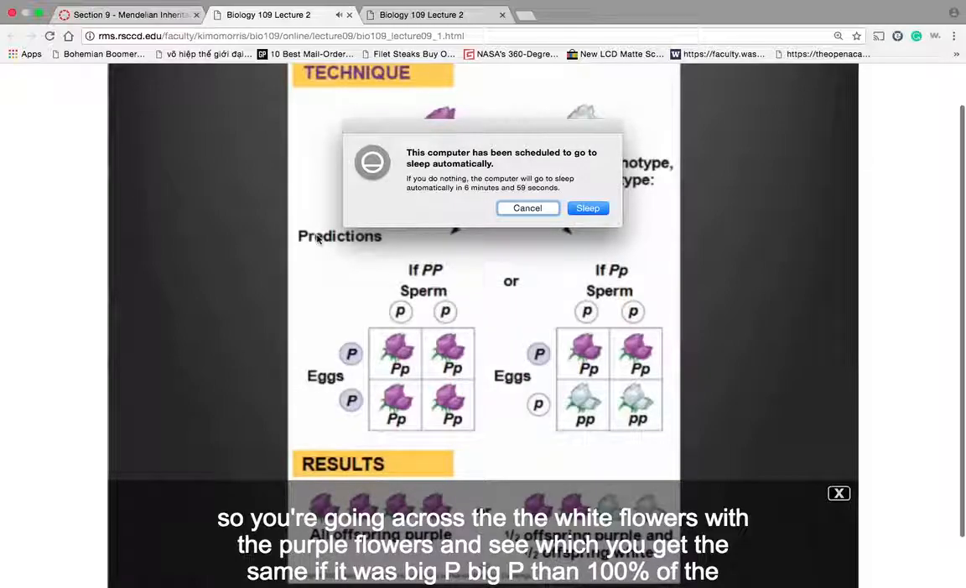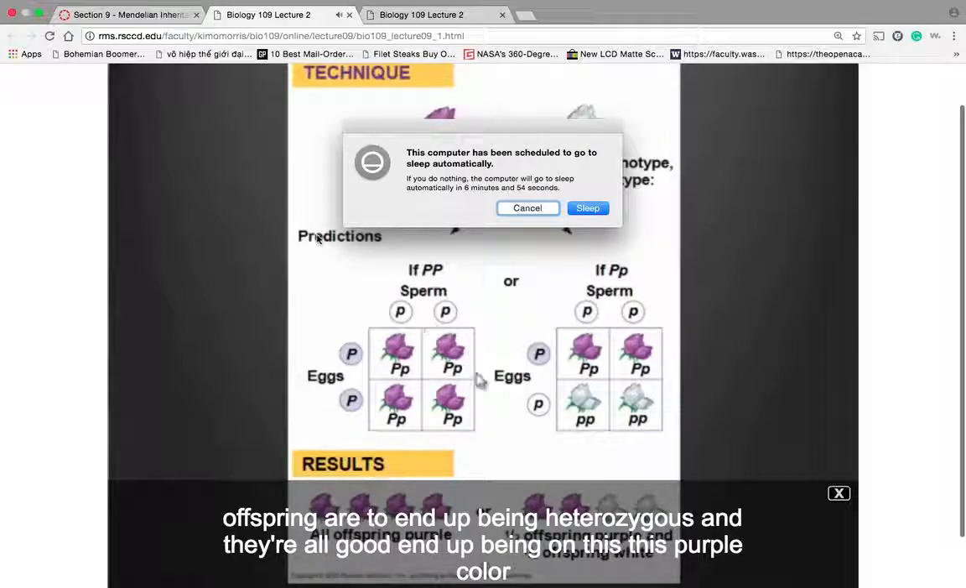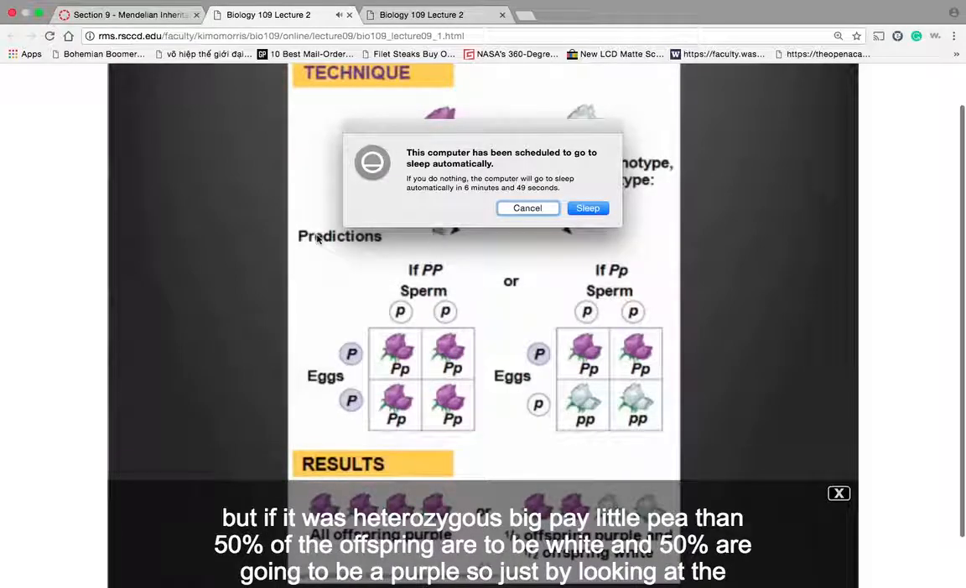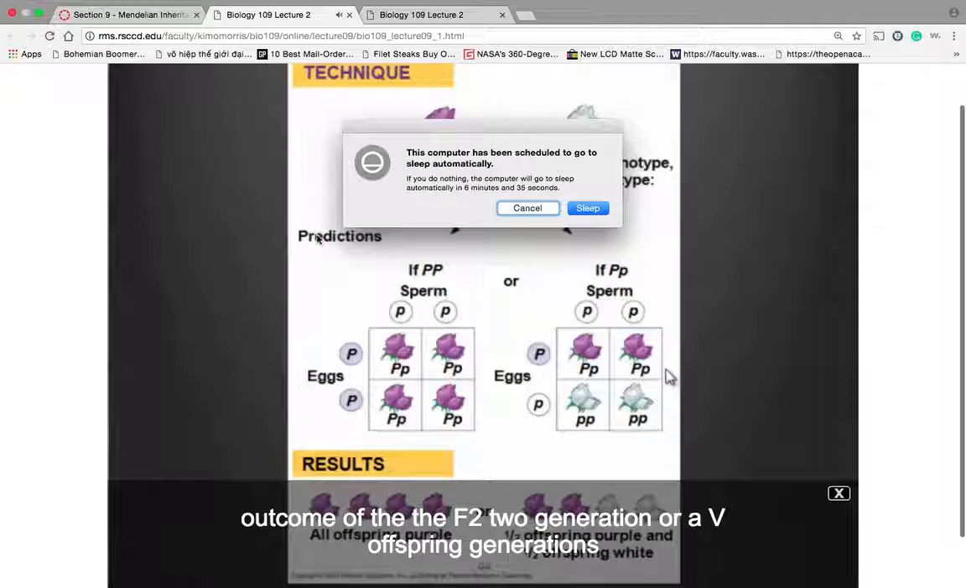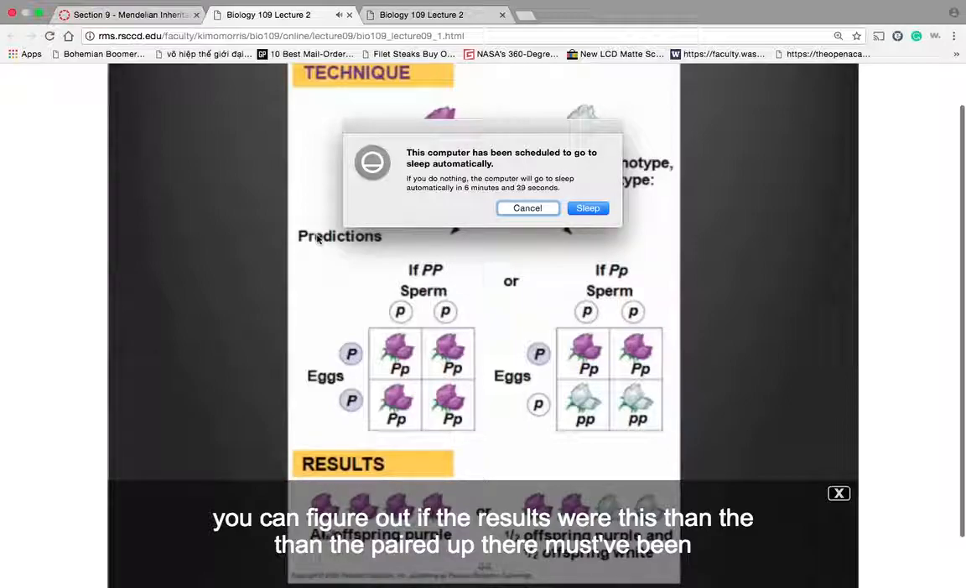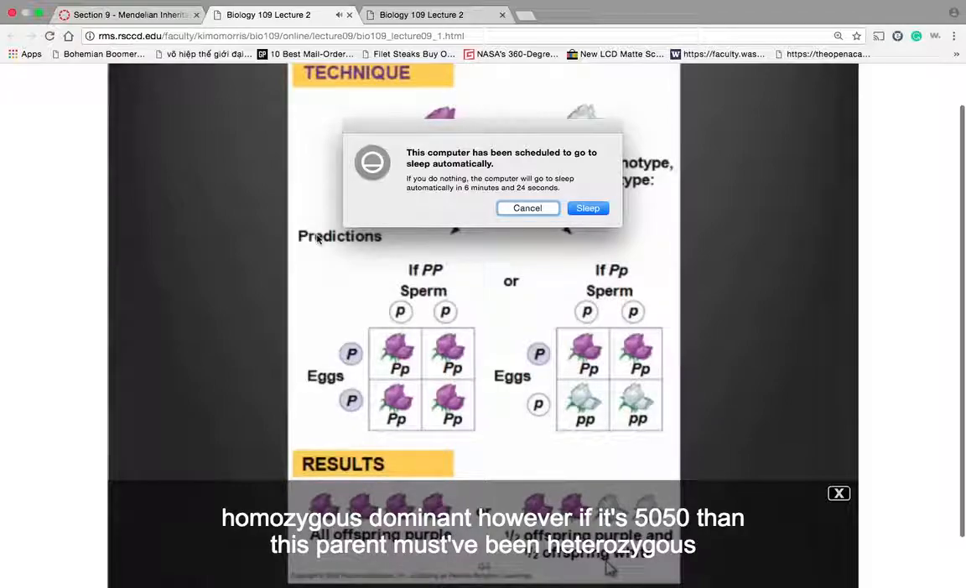If it was big P, big P, then 100% of the offspring are going to end up being heterozygote, and they're all going to end up being this purple color. But if it was heterozygote, big P, little p, then 50% of the offspring are going to be white, and 50% are going to be purple. So just by looking at the outcome of the F2 generation, or of the offspring generations, you can figure out if the results were this, then the parent up here must have been homozygous dominant. However, if it's 50-50, then this parent must have been heterozygote.